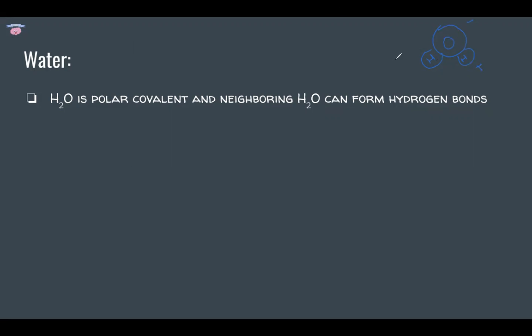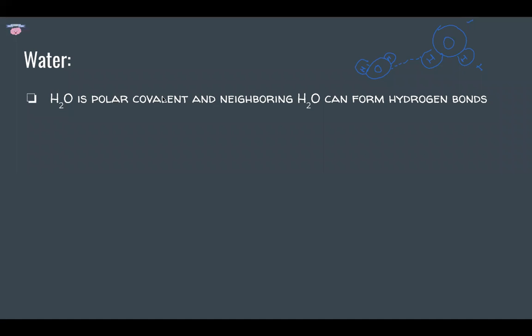When we say neighboring H2O can form hydrogen bonds, we talked about hydrogen bonds last time, but a hydrogen bond is basically between a hydrogen molecule and either an oxygen, nitrogen, or a fluorine molecule. So here, and it's between molecules, it's not within the molecule itself, which is why this H and this O don't have a hydrogen bond. So between this O and this H is a hydrogen bond.